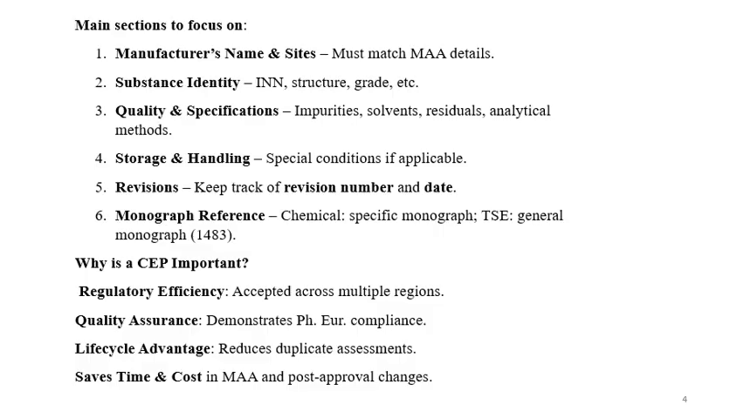Sections to focus on from the CEP are the manufacturer's name and sites. These must match the MAA details. Then substance identity, INN, structure, grade, and some other information. Quality specifications regarding impurities, solvents, residuals, analytical methods, storage and handling. Special conditions if applicable. Revisions: keep track of the revision number and date. Monograph reference: chemical specific monograph, TSE, or general monograph.